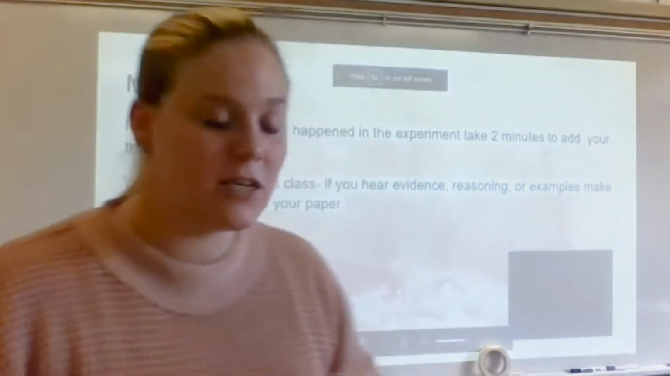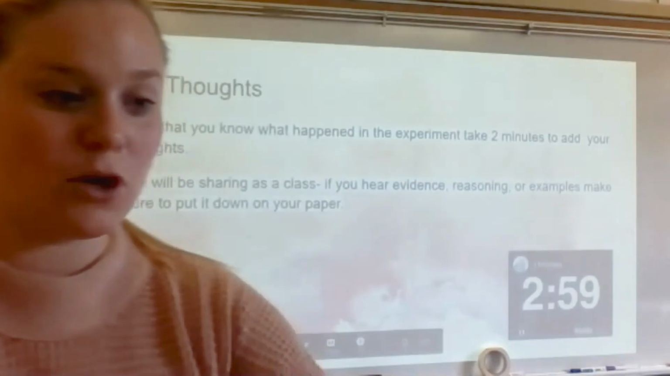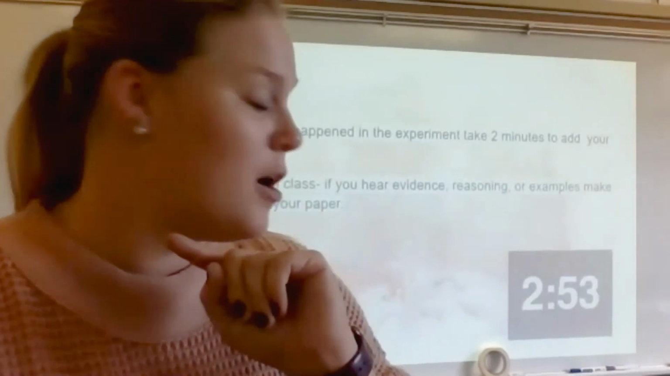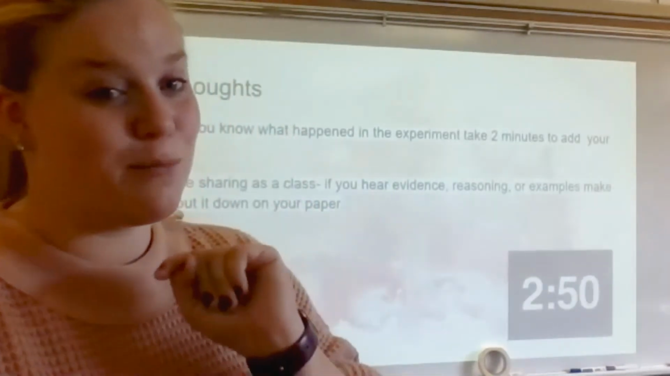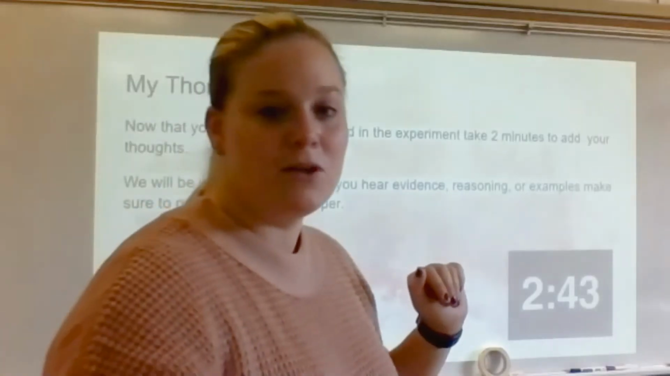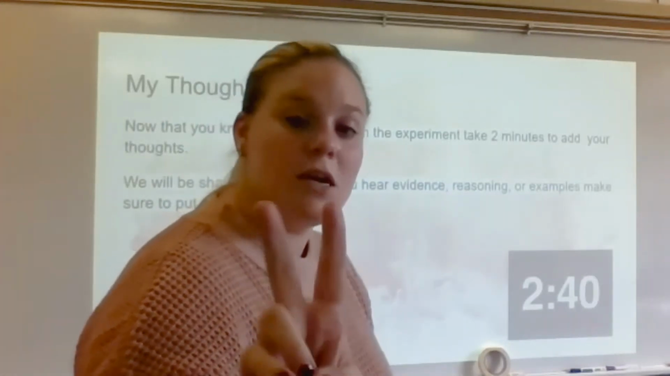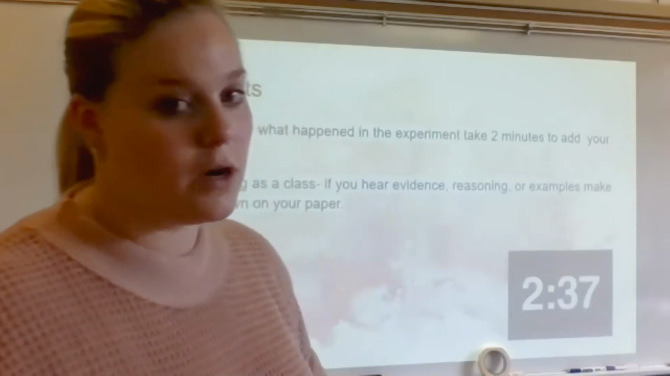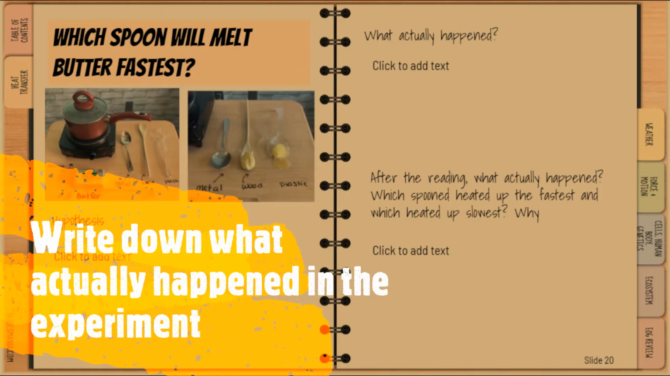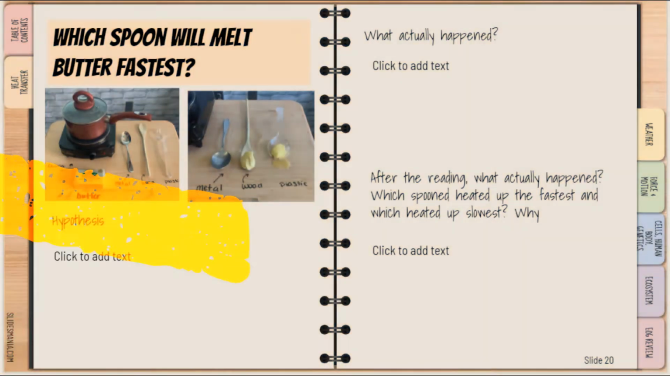Okay, so we just watched the experiment. I'm going to show you what happened to our spoons because our spoons are not the same. I'm actually going to show you on a picture, and you have to figure out which one melted the butter the fastest. So now that you've seen that, I want you to take 2 minutes to write down what you saw in your experiment. Talk about what actually happened.